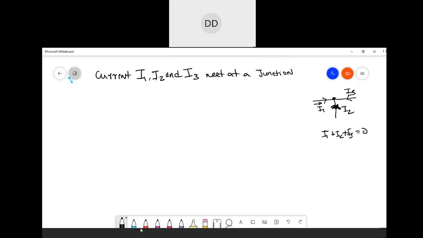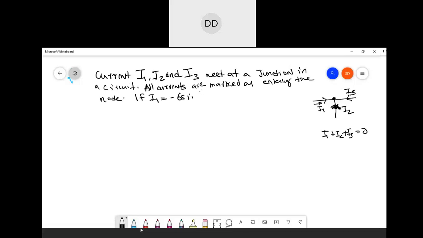Currents meet at a junction in a circuit. In a circuit, all currents are marked as entering the node. So he has already mentioned these are marked as entering the node. Now he says that if I1 is equal to minus 6 sine omega t milliamps, and I2 happens to be 8 cos omega t milliamps, find I3.